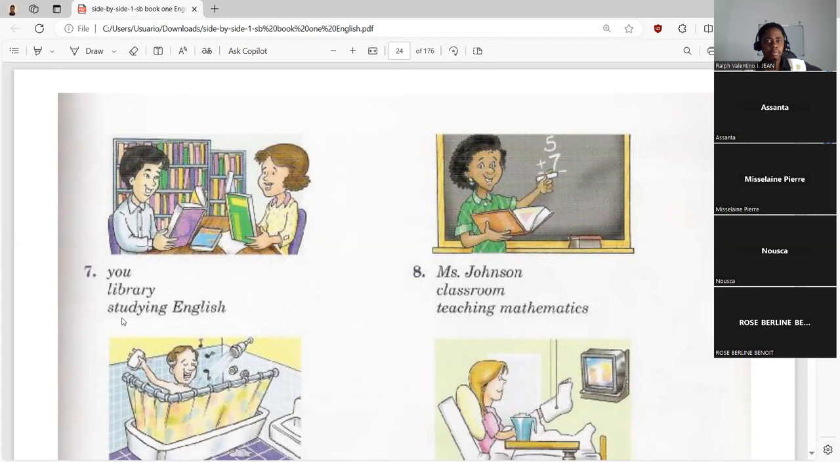What are you doing? We are studying English. You're doing it again? What are you doing? We are studying. Studying English. Okay. Number eight.